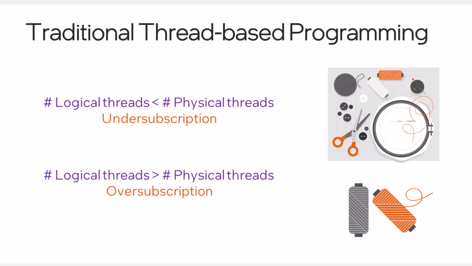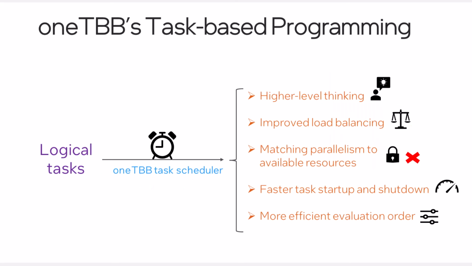For efficient thread-based programming, you should have one logical thread of the program mapped onto one physical thread of the hardware to avoid undersubscription or oversubscription. Instead of threads, oneTBB formulates your program in terms of lower overhead logical tasks. You only need to concentrate on the logical dependencies between tasks. The library's task scheduler takes care of their efficient scheduling.